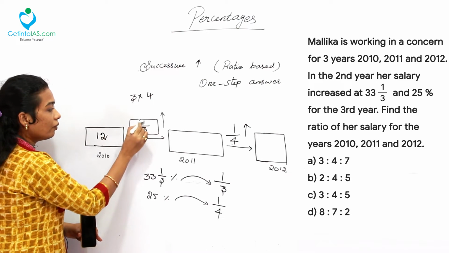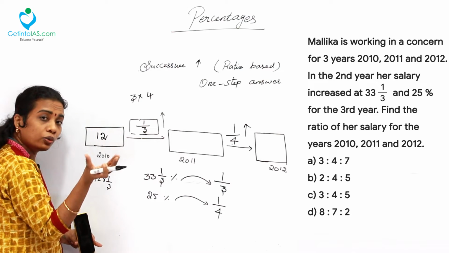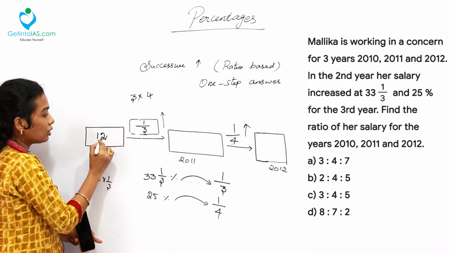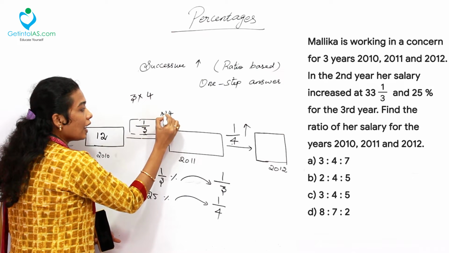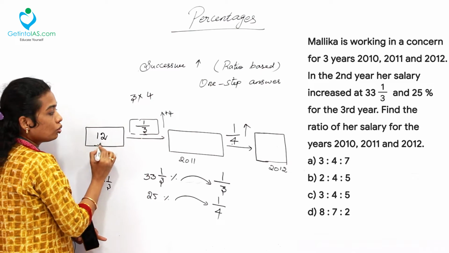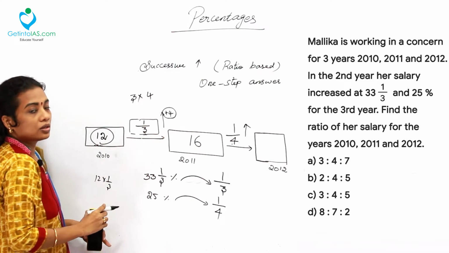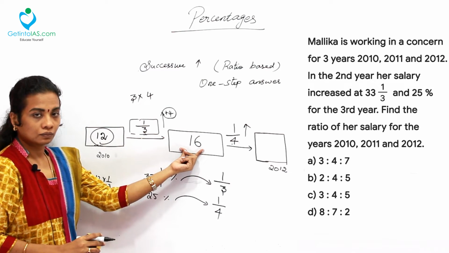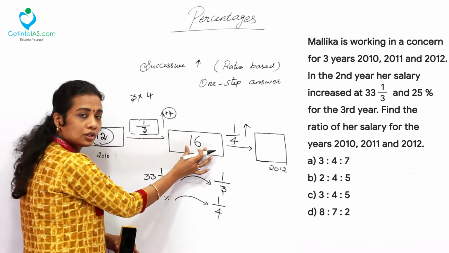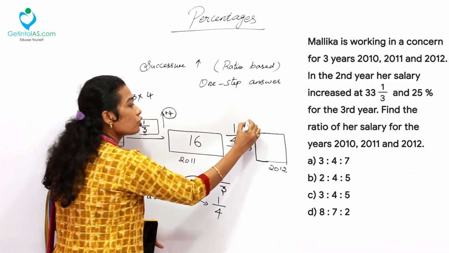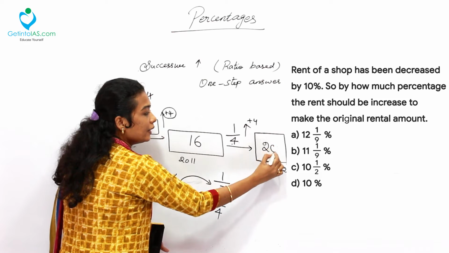Okay, 12. What is the 1/3 of 12? 12 into 1/3, you can do like this, or you can use mind calculation method. That is 1/3 of 12 is 4. Simply you can add 4 with this 12. So this 12 plus 4 you can add up and write down in the second salary column, that is 16, right? 16, again 1/4. What is the 1/4 of 16? That is rupees 4. So plus 4. So 16 plus 4 is equal to 20.